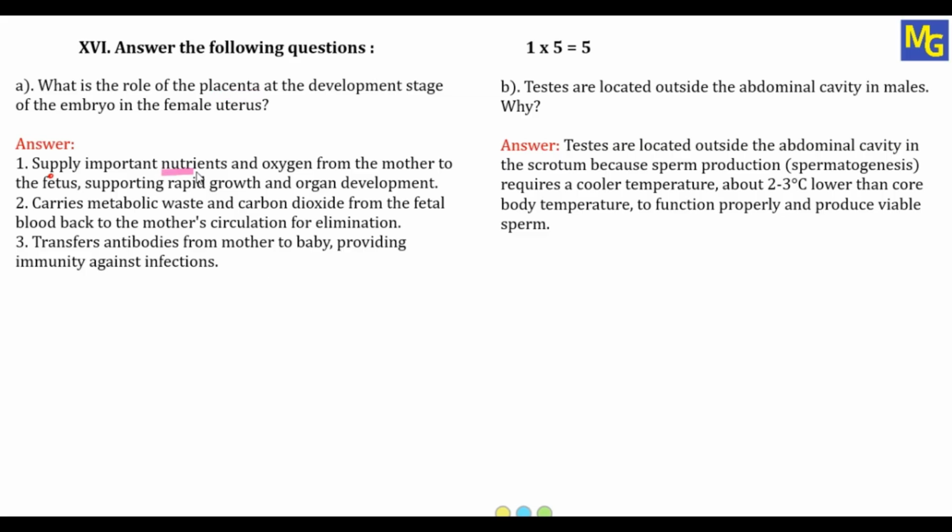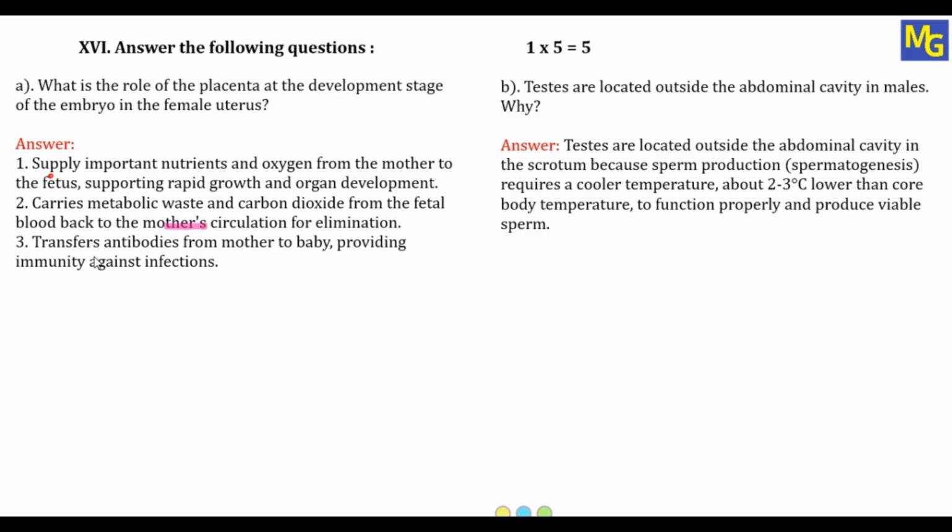So whatever nutrients or oxygen supply is required for the fetus to grow organs or for rapid growth, all that supply will be done with the help of the placenta. And even whatever waste is produced by the fetus will be carried from the baby to the mother with the help of the placenta, with the help of blood.